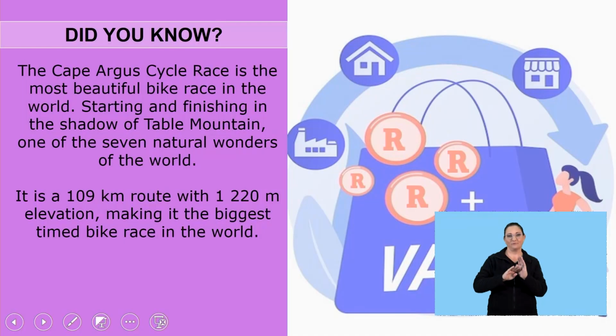Now, before I start with our lesson, let me share something interesting with you. Did you know that the Cape Argus cycle race is the most beautiful bike race in the world? Starting and finishing in the shadow of Table Mountain, one of the 7 natural wonders of the world. Now, this race is a 109 kilometer route, right? With 1,220 meters elevation, making it the biggest timed race in the world. Now, I found that quite interesting.